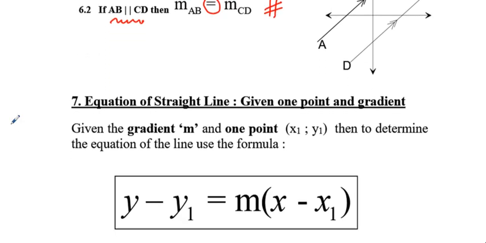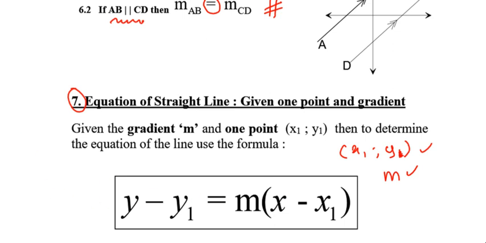Then the last thing that we need to go over is the equations of a straight line. Here are two options that you have. You could use this formula where x1 and y1 are a given point. You substitute, however you must have a gradient. So two things are required: a given point, the coordinates of the point, and the gradient must be given.